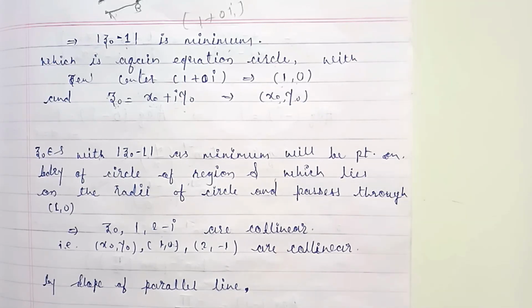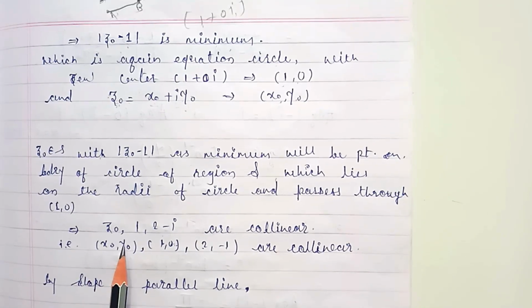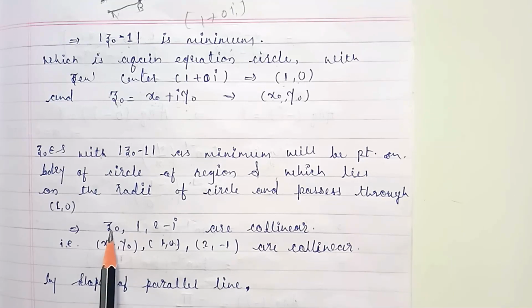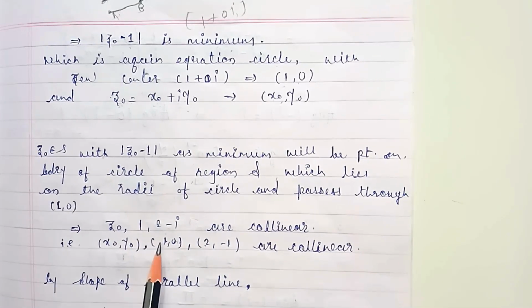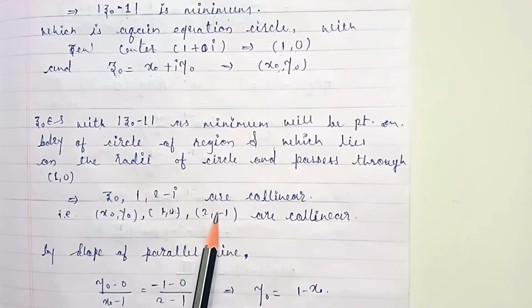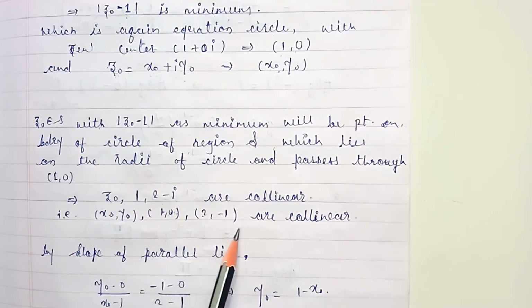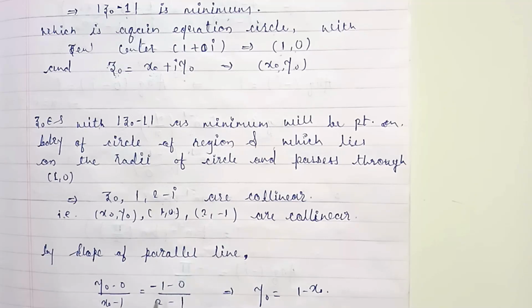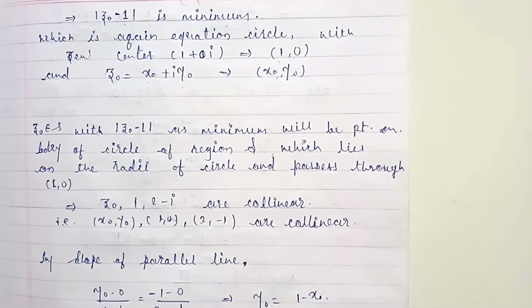So here next we have 3 points that are collinear. That means they have x naught, y naught coordinates. One has x coordinate 1, y coordinate 0, that means 1 plus 0i, the second coordinate. Third coordinate 2 minus i, okay, that means x is 2, y is minus 1. All 3 of these are collinear. Okay, so if 3 of these are collinear, that means they are parallel or along the same line.